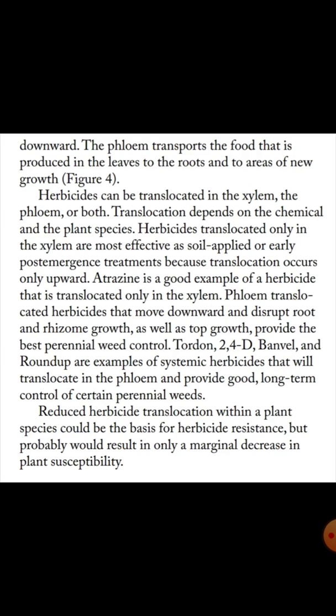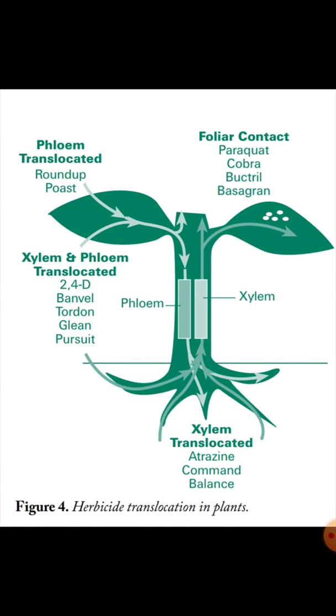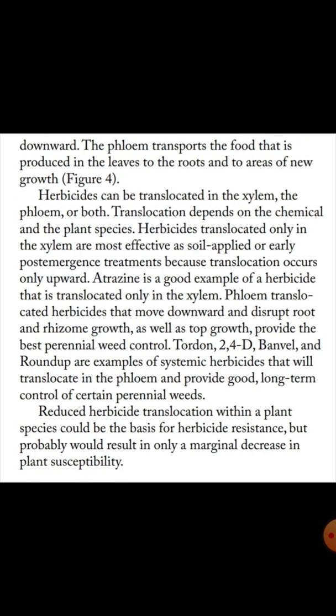Then atrazine is a good example of a herbicide. In the example in this diagram you can see atrazine, Command, and Balance. These are good examples of herbicides that translocate only in the xylem. Phloem translocated herbicides move downward and disturb root and rhizome growth as well as top growth, providing the best perennial weed control.